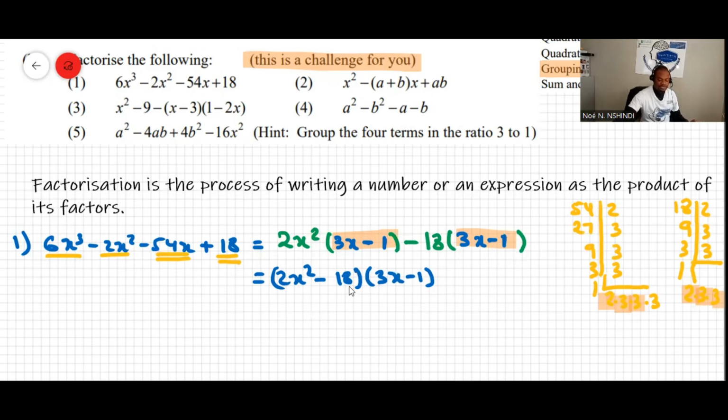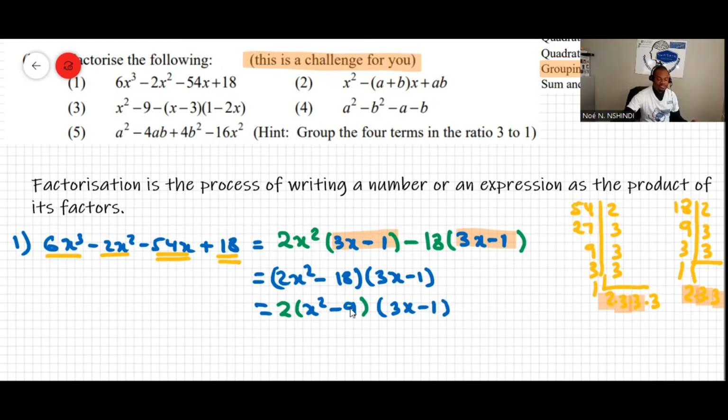We can still take 2 out as a common factor here for this first group. If I take 2 out, I can take 2 as a common factor there. And then it will be like 2 times x squared minus 9, times 3x minus 1. And then we're done. We're not done.